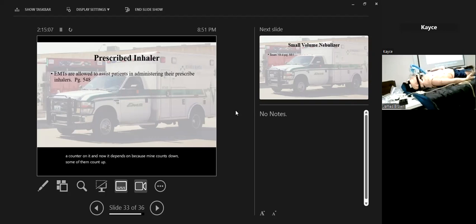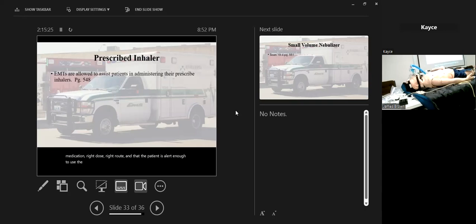So you just need to be aware of that. So you're going to make sure it's not expired. You're gonna make sure it's the right patient, right time, right medication, right dose, right route, and that the patient is alert enough to use the inhaler.